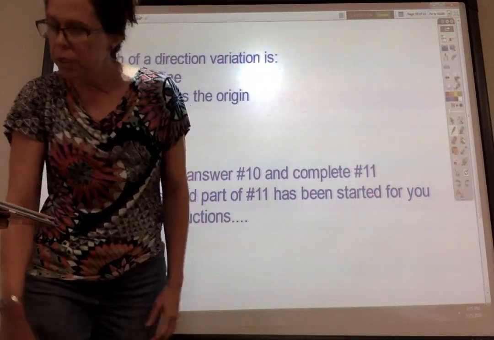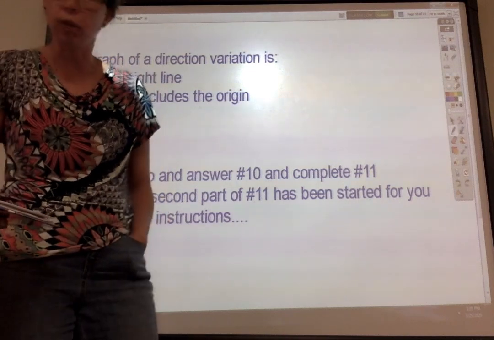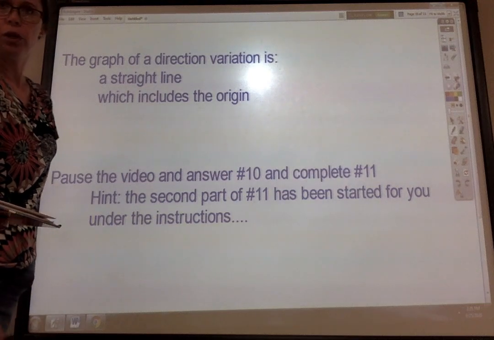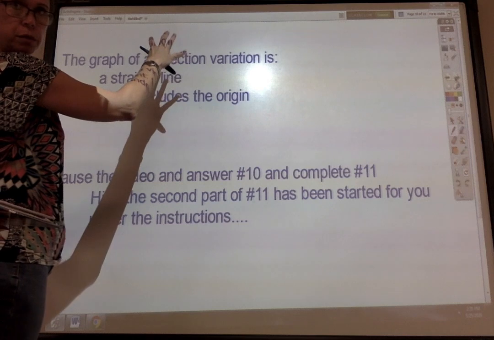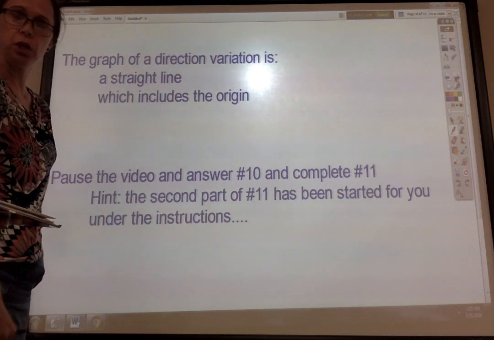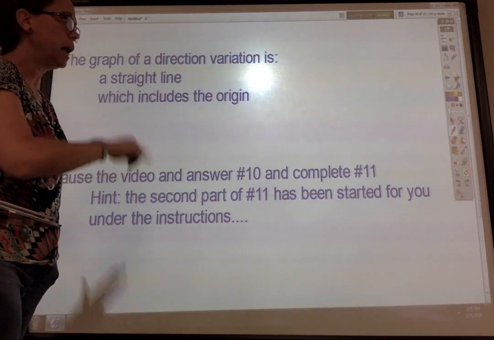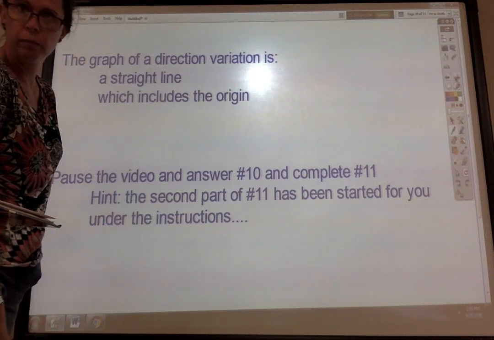Top of page 628. The graph of a function with a direct variation is a straight line which includes the origin. Make sure you get this in your notes. If a graph is of a direct variation, it's going to be a straight line, not a curved line, and it's going to go to or through the origin.